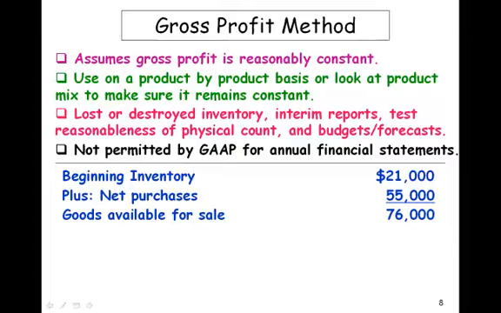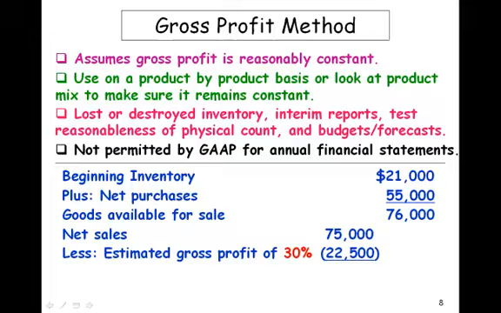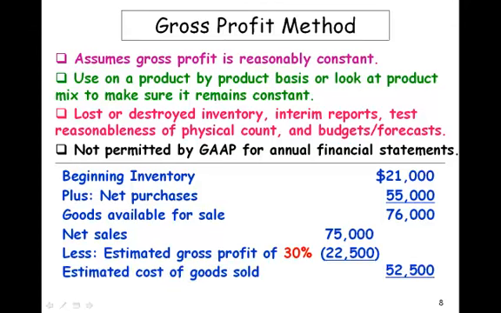The following is an example of this method. Assume that the company has a normal gross profit of 30%. Also assume that net sales are $75,000. If we multiply the gross profit of 30% times the sales, our estimated gross profit is $22,500. An estimated cost of goods sold of $52,500 is computed by subtracting the estimated gross profit of $22,500 from sales of $75,000.